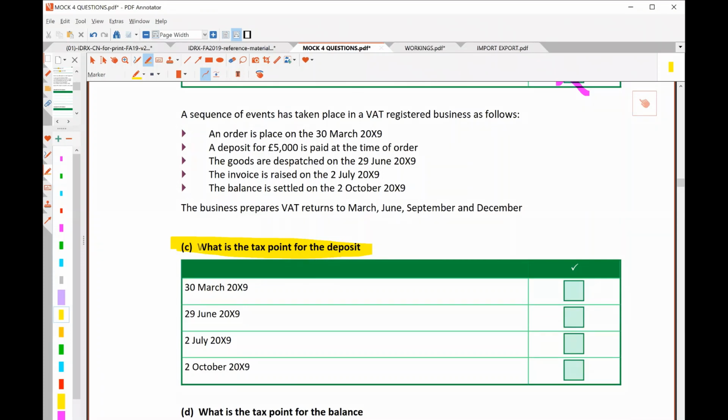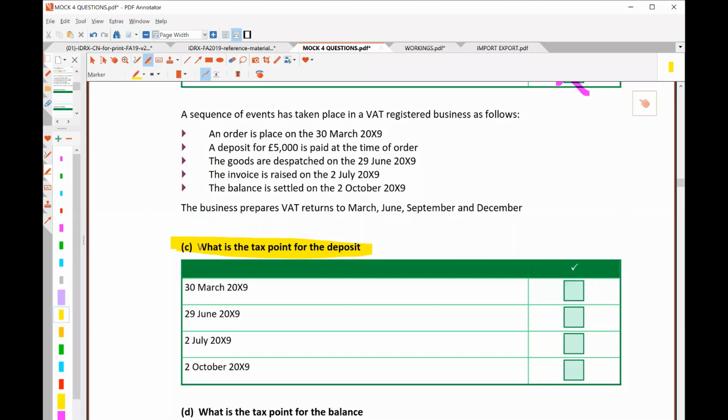Yeah, 30th of March, because it says the deposit is for 5,000 paid at the same time as the order. So that's the date. We're only looking at the deposit when we place the order. So really, what's the obvious answer to that one? What must it be? Straight away, irrelevant of anything else, you always deal with the initial deposit first anyway.